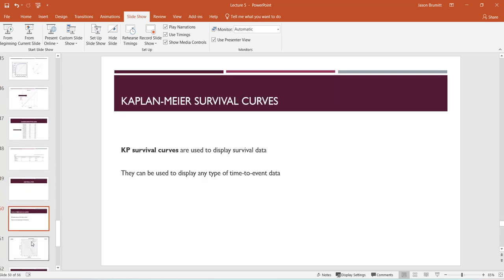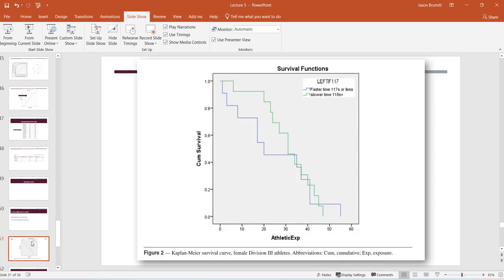All right, some additional stats. Kaplan-Meier survival statistics. These are used to display survival data. So this particular one here, when they talk about survival statistics, oftentimes they're used for identifying time to death, like after somebody's had a cancer diagnosis, what's the time to death, one treatment versus the other treatment.